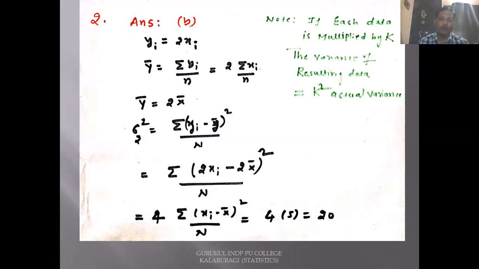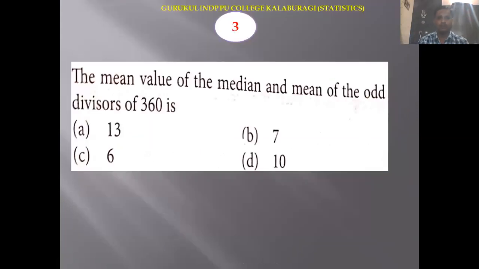If we take 2 common from that, 2 square will come outside. So 2 square is 4, times summation of xi minus x bar whole square divided by n, which is nothing but the variance of the given data. It is already given as 5. So 4 into 5 is 20. So this concept we need to remember: if each data is multiplied by k, the variance of the resulting data is equal to k square times the actual variance. Now we'll move into the third question.